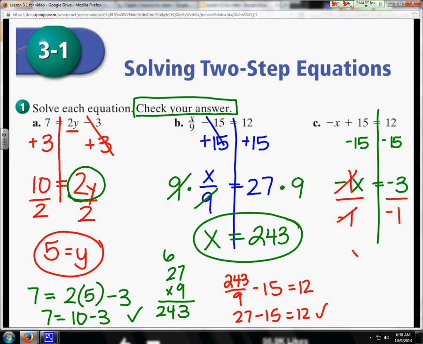These cancel out, and I'm left with just x. And a negative divided by a negative makes a positive. So now let's check. Negative 3 plus 15, does that equal 12? Yes, it does.